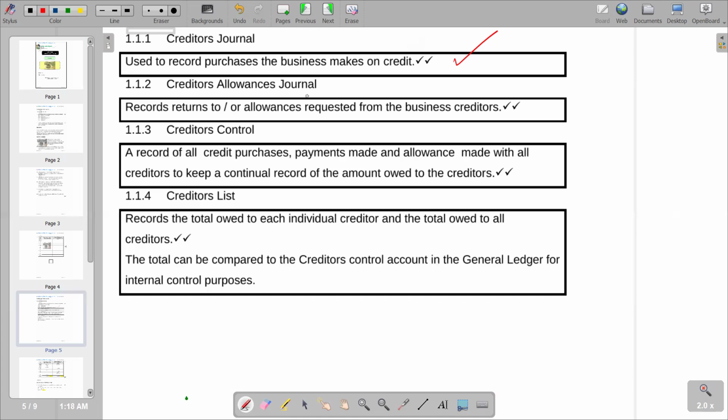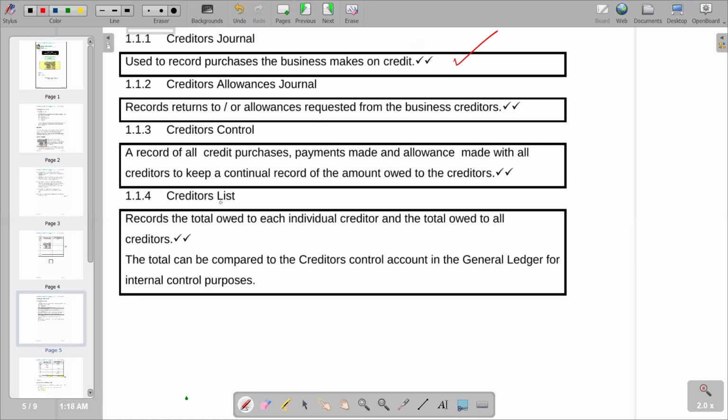The third one is the creditors control, a record of all credit purchases, payments made, and allowances made with all creditors, to keep a continual record of the amount owed to the creditors. A creditors control is just an internal control procedure: the balance we find in the creditors control should be the same as the total of the creditors list. That way we see that no omissions or errors transpired.